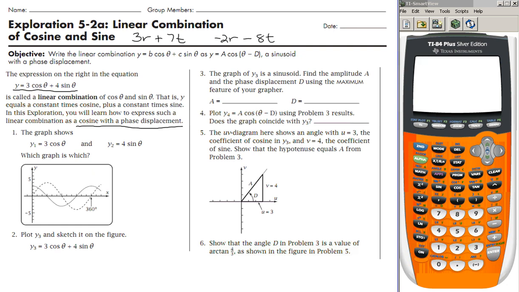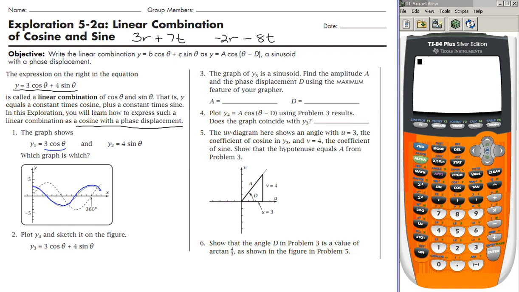So if I take a look at number one here, it says this graph shows y1 equals 3 cosine theta and y2 equals 4 sine theta. Which graph is which? Well, think about that. Make your decision. Okay, I think that the cosine graph is the one that is solid because it is the one that starts at its maximum. And I think that the sine graph is the other one because it has to be the other one, but also because it starts at 0 like sine graphs do.